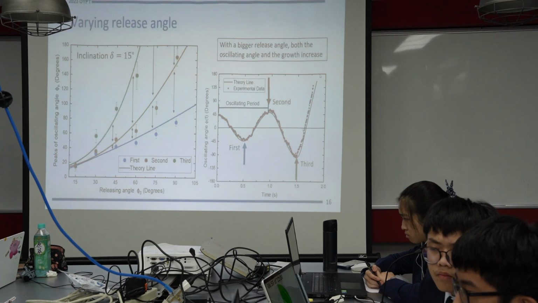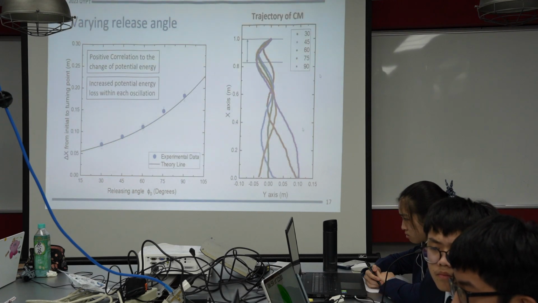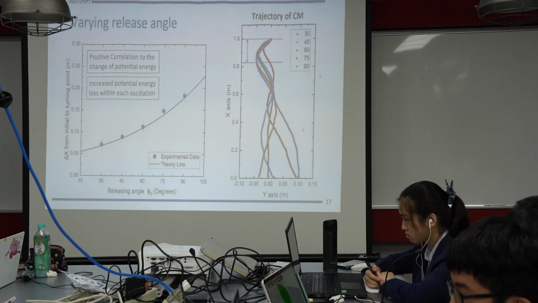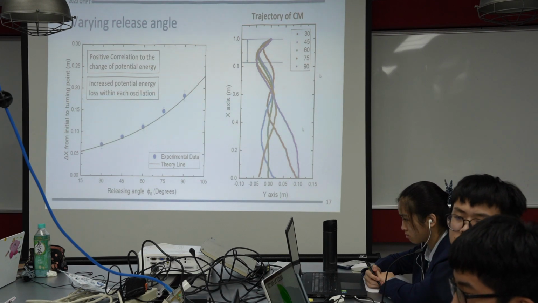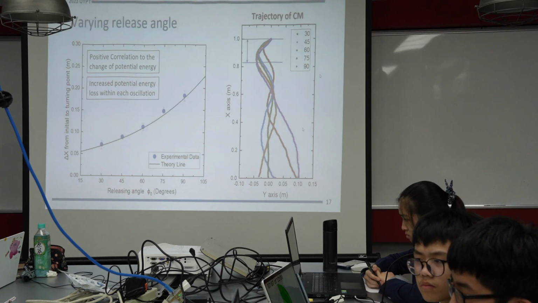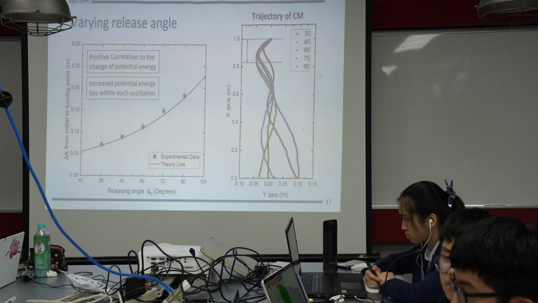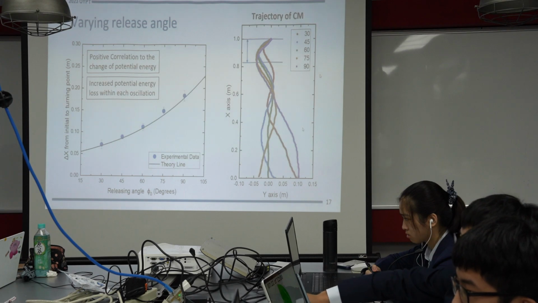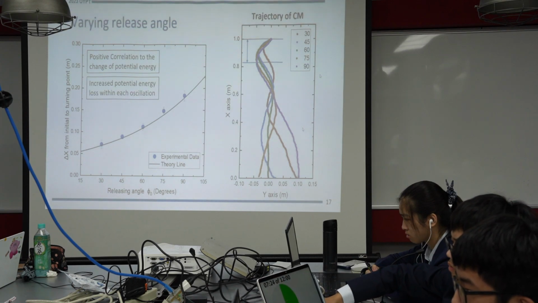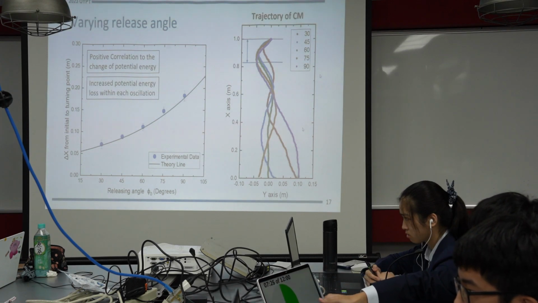The reason for that is actually the vertical displacement between each oscillation. So we plot the vertical distance between the initial point and the first turning point. We find out that when the releasing angle increased, the vertical displacement increased, and it also has a great agreement with our theory. So it means that the potential energy loss increased within each oscillation.